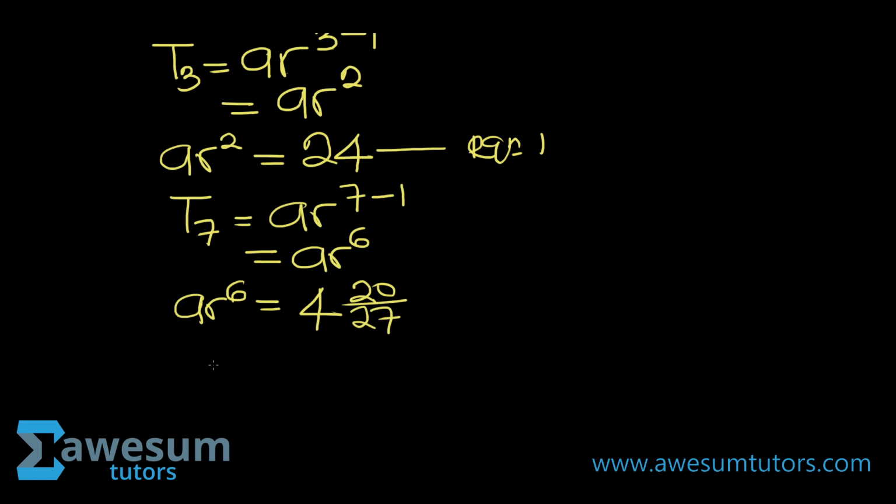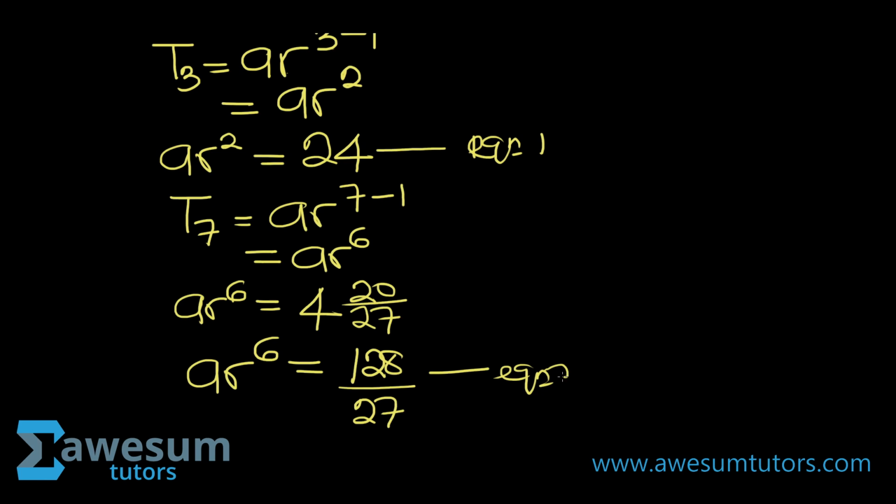Very good, guys. Then I can convert the mixed fraction to an improper fraction. 4 times 27 gives you 108. 108 plus 20 gives you 128. So I have 128 over 27. Very good. Then I can call this equation 2.